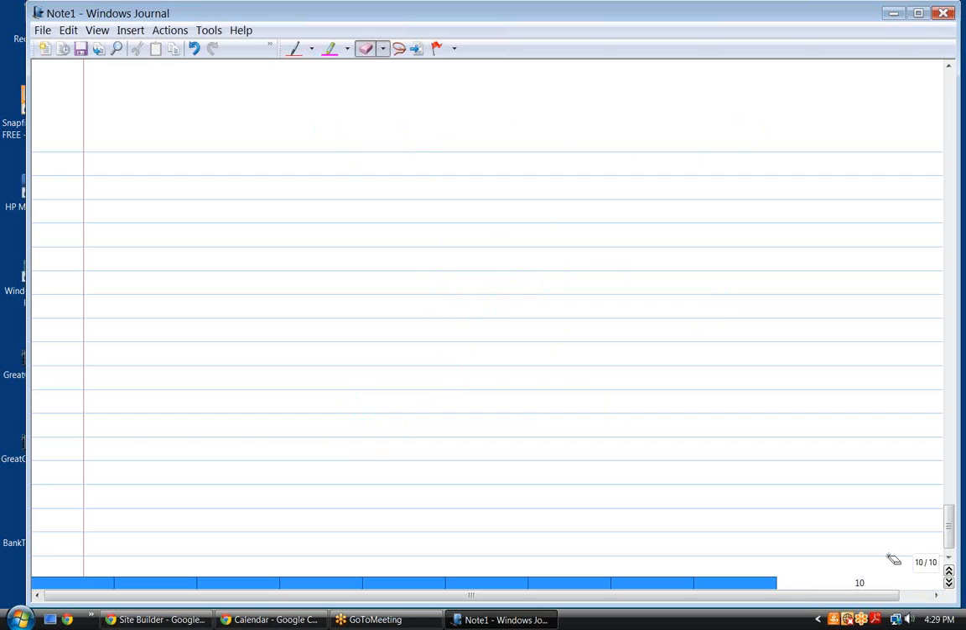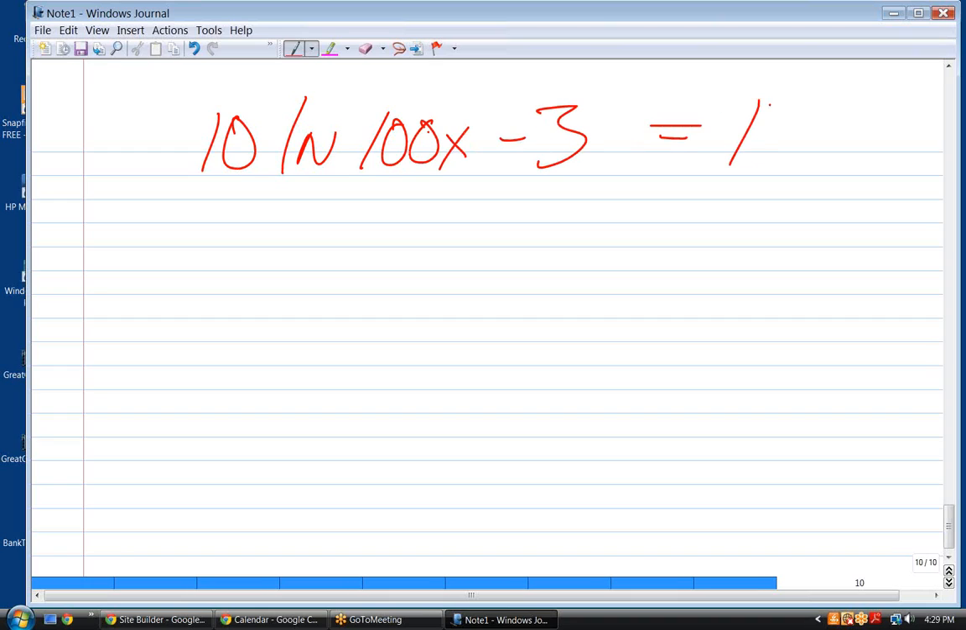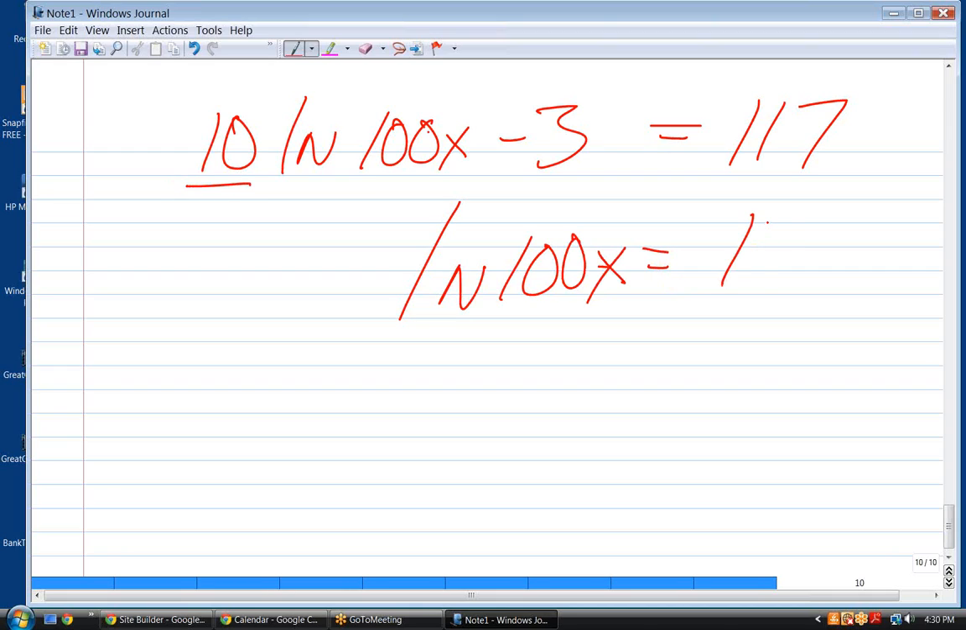I guess maybe let's get one last one. 10 natural log 100x minus 3 equals 117. Did I write that right? Mm-hmm. Okay. So natural log of 100x is equal to what? 120. Divided by 10. Oh, divided by 10. It's okay, I did 2 steps in one.